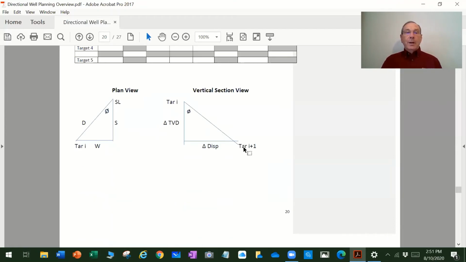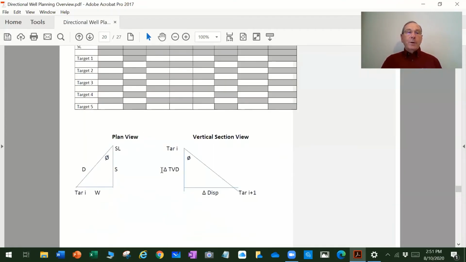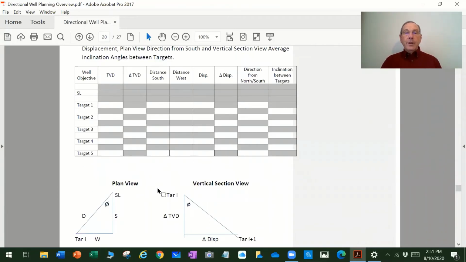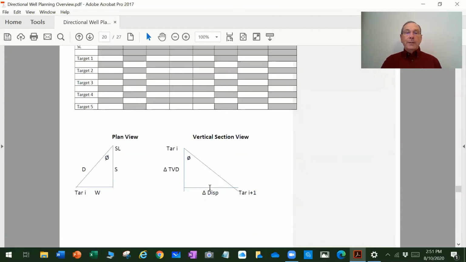So you can draw each target if you want to, like this. Here's a plan view. So this well is going to the southwest, and you're going to have a west displacement and a south displacement, and you can calculate this angle here of the direction, I call it from the south. And then likewise in a vertical section view, you're going to have a change in TVD between targets, and you're going to have a change in displacement between targets, and you can calculate this angle between targets, the inclination angle between targets.